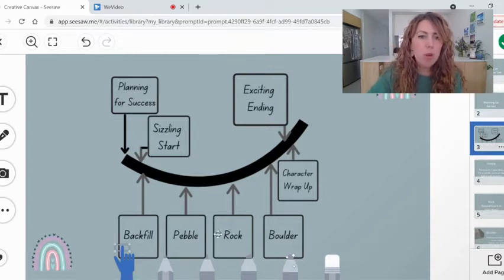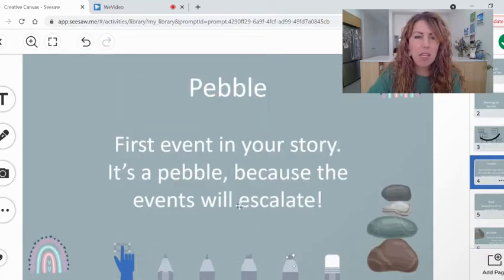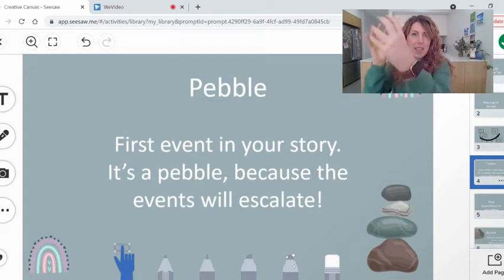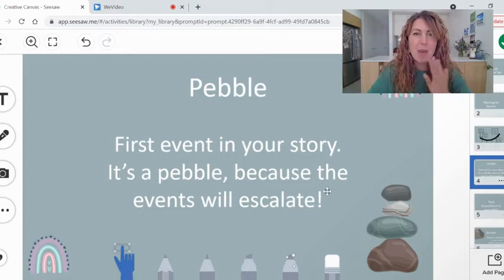Okay, so what's pebble, rock, boulder when we're talking about the events of a story? A pebble, that's the first event in your story, and it's a pebble because we're saying that the events start small and they will escalate. So the smallest event that happens, and then it'll slowly get bigger and bigger until you get to the exciting ending. So the pebble is the first event.